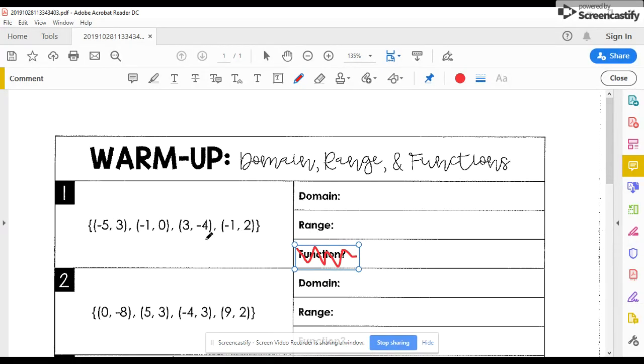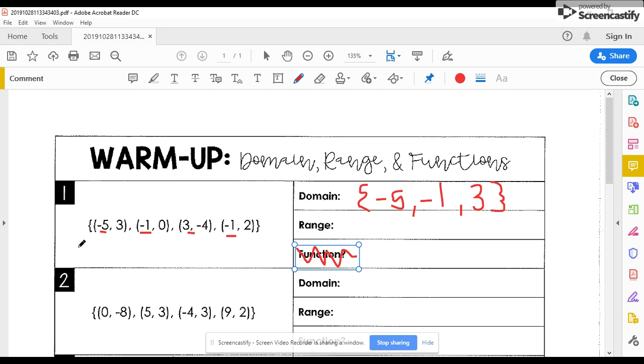The first one is just a bunch of points. And when there's a bunch of points, we are going to list out the domain with commas. Oh, that's my bracket, my brace. All right, so my domain is the x value. So -5, -1, 3, and another -1, which we do not have to write twice. So -5, -1, and it doesn't matter what order you write it in, and 3.